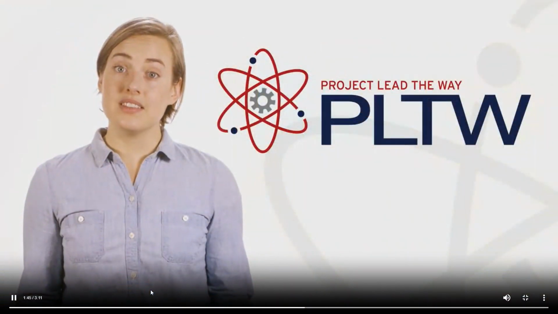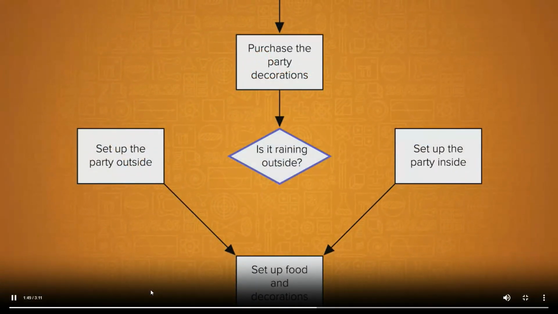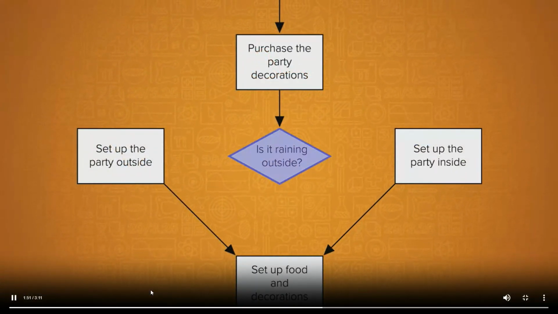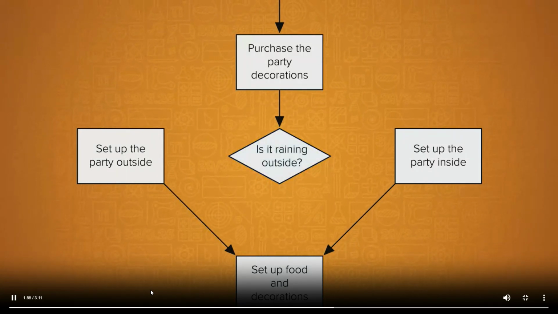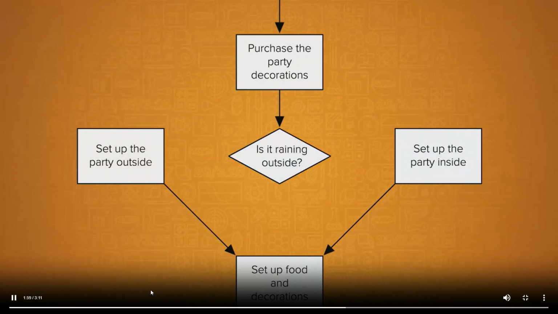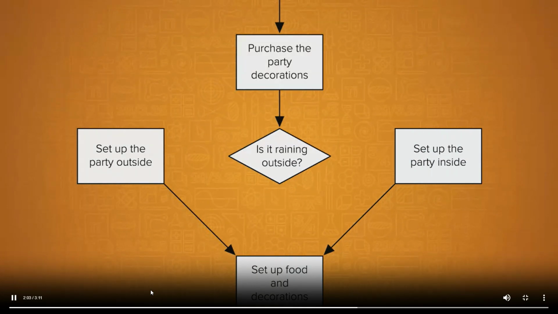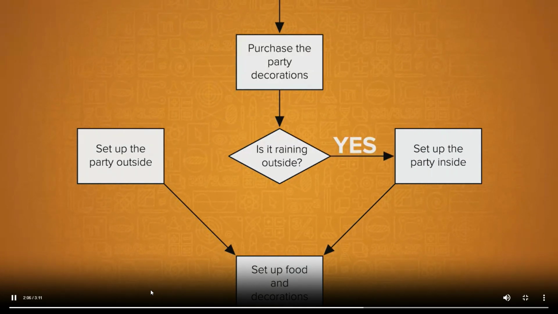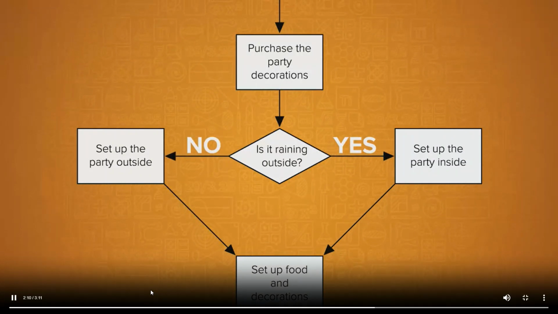So how do we represent this condition in the flowchart? In a flowchart, the rhombus, or diamond-shaped component, is used to indicate that a decision has to be made. The rhombus should always contain a yes, no, or true-false question. So after purchasing party decorations, you come to your conditional statement. Is it raining outside? Yes? Then set up the party inside. No? Then set up the party outside.